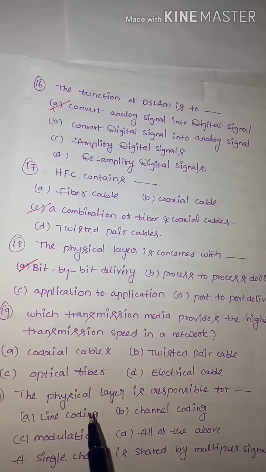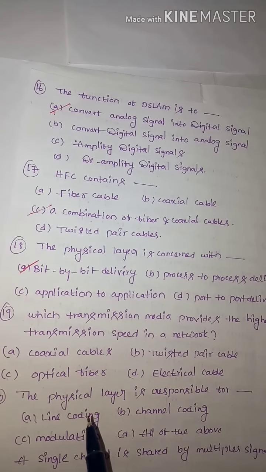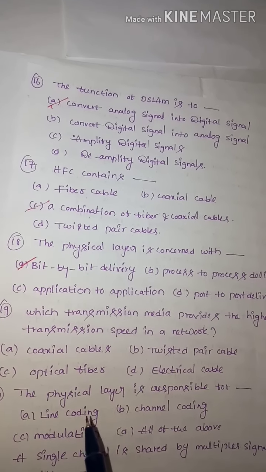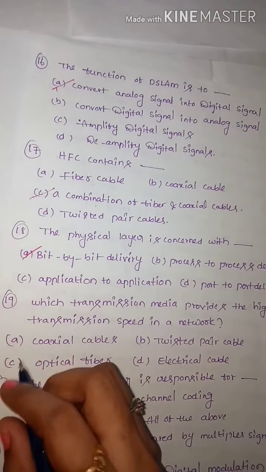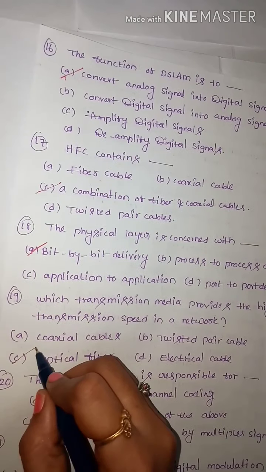Optical fibers are considered to have the highest transmission speed. It runs on 1000 megabits per second. So the correct answer is optical fibers.